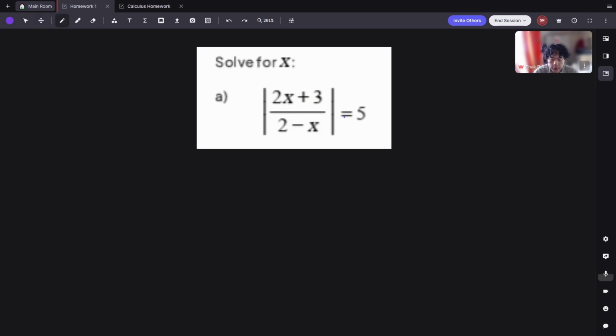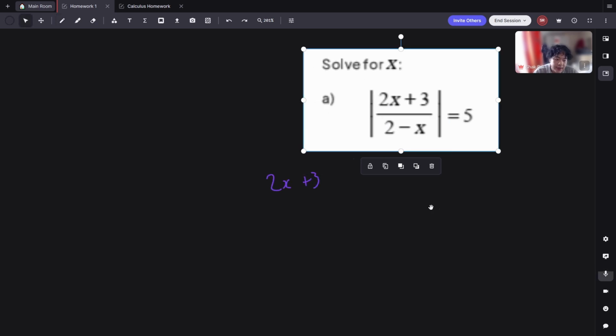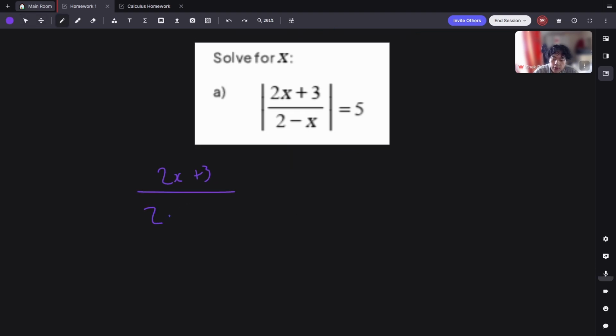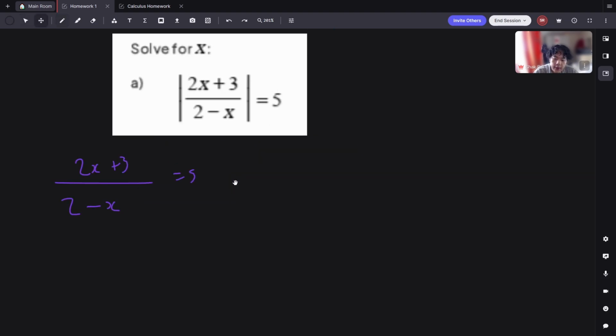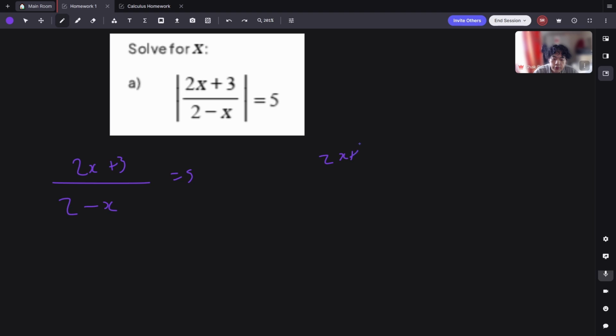So it's the modulus of 2x plus 3 over 2 minus x. So here, instead of making all of this negative, what I can actually do to make my life easier is make the right side negative. So I have 2x plus 3 over 2 minus x equals 5. And then case 2 would be 2x plus 3 over 2 minus x equals minus 5. It's essentially doing the same thing, but making my life a little bit easier.